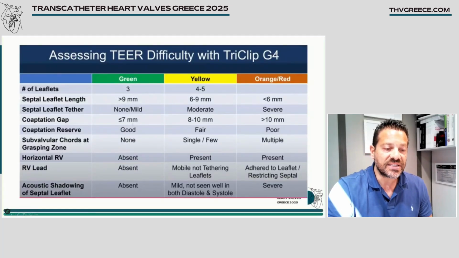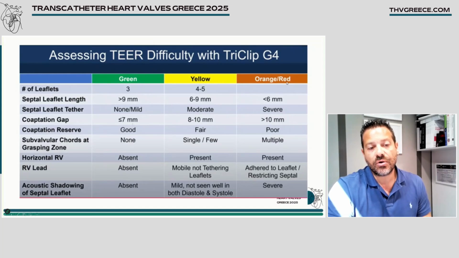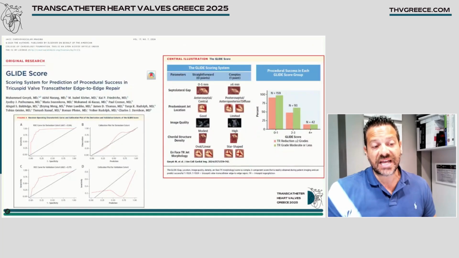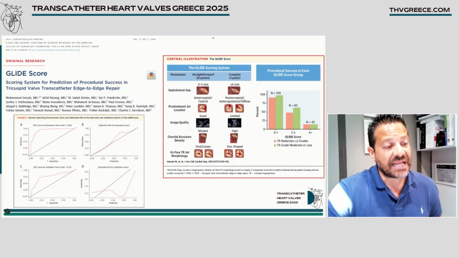So overall, these are the parameters that will characterize a patient as green, yellow, orange, or red. And we shouldn't reject the patient from this method, but we should call it a challenging case. We have this GLIDE score.